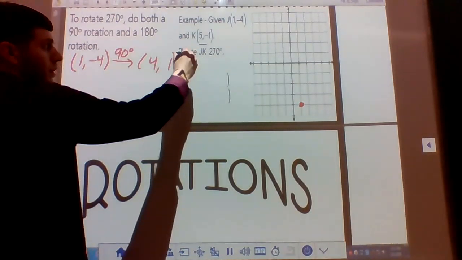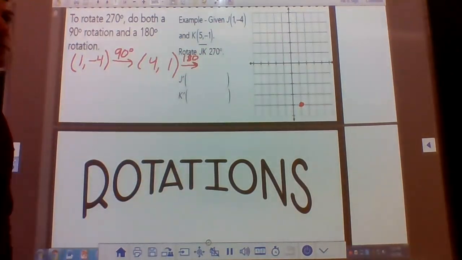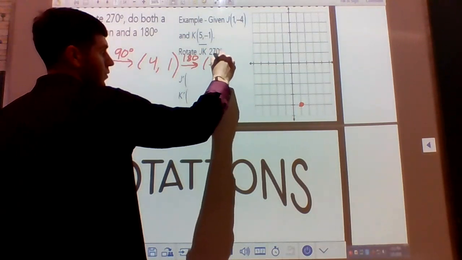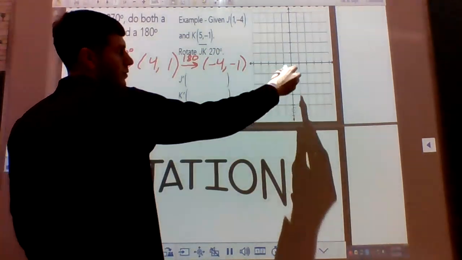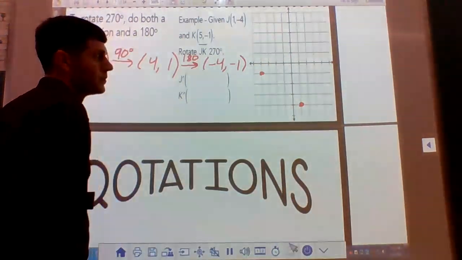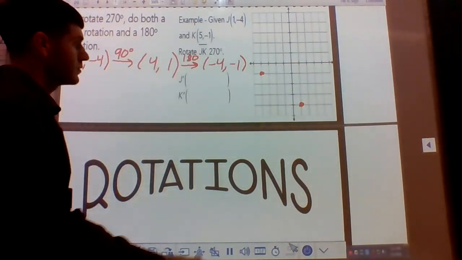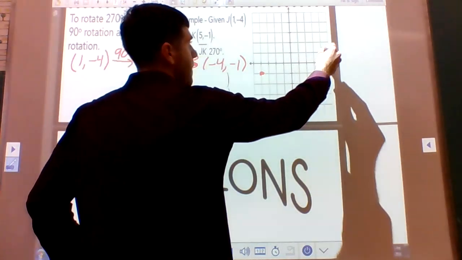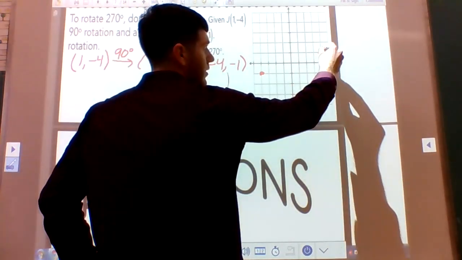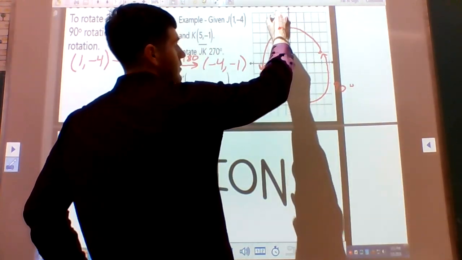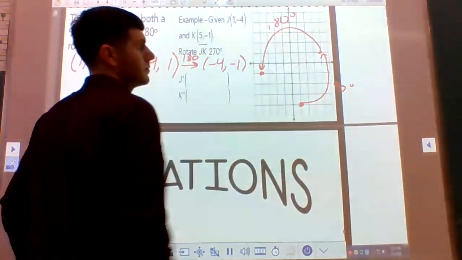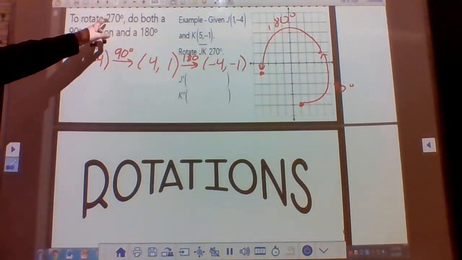Then we want to do our 180-degree rotation. To rotate 180 degrees, we just change the sign. So +4 becomes a -4. +1 becomes a -1. And we're going to be at -4, negative 1. So we went 90 degrees, then we went 180 degrees, so to get 270 degrees.